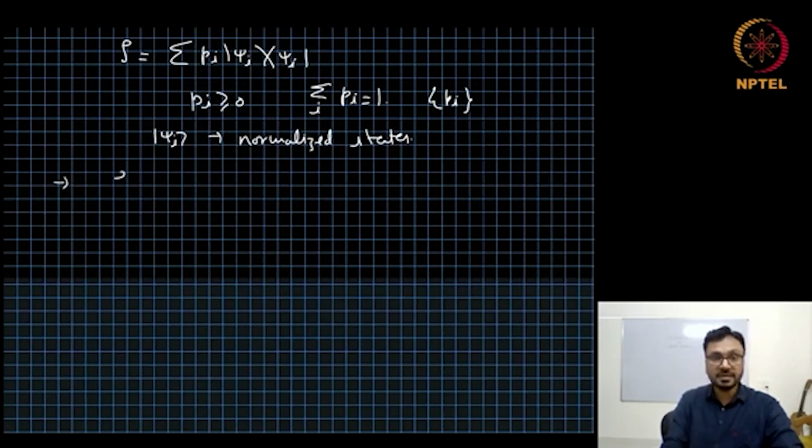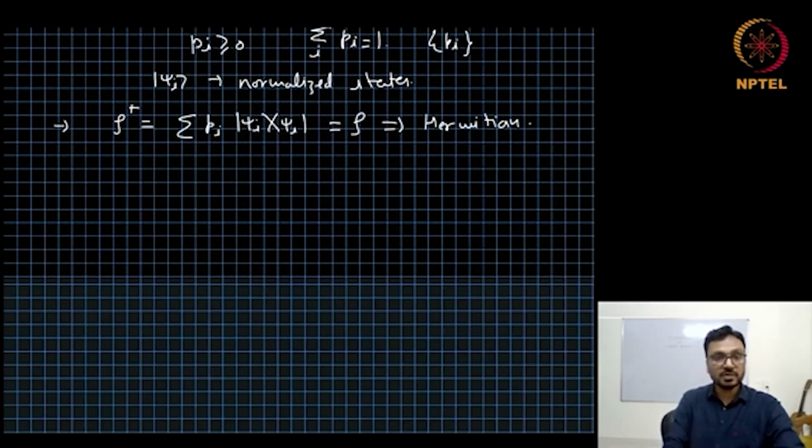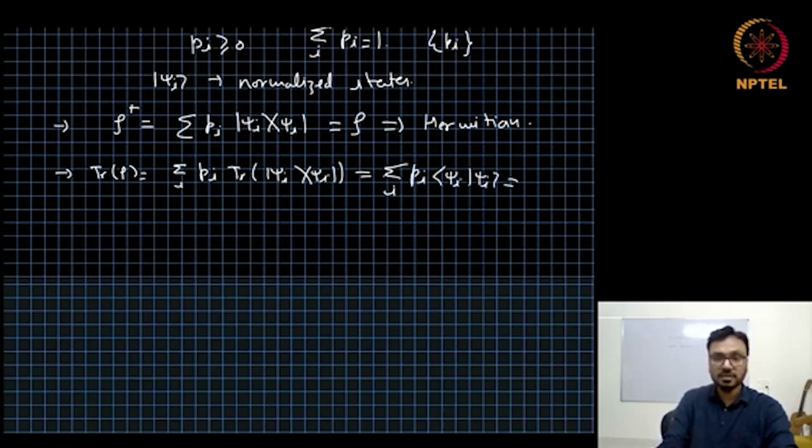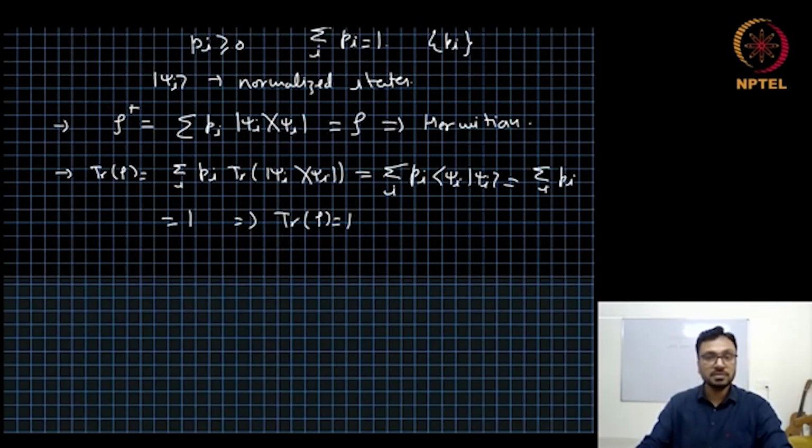Now from here we can see what rho dagger is. The pi's are real, so pi remain pi. The dagger of the outer product |psi i⟩⟨psi i| will be the same thing. This is the same as rho. This implies that rho is Hermitian. So rho must be Hermitian. Now trace of rho will be sum over i, pi trace of |psi i⟩⟨psi i|. You can check, this will be pi ⟨psi i|psi i⟩. Since psi is normalized, we are left with the sum over pi, which is equal to 1. This implies that trace of rho is 1. So rho should be Hermitian, and rho should have trace 1. These are the two properties.